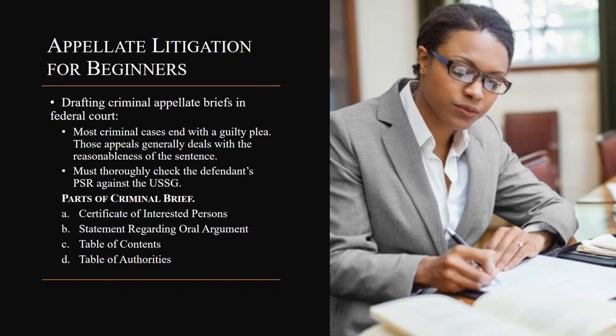Now, the parts of the criminal brief are similar to what we say in the state, but they have a few little nuances. Certificate of interested persons. That is, if you have a client who is represented through a company, and you might have one of the circuit judges who may be familiar with the president of that company, they need to know up front who are the parties.